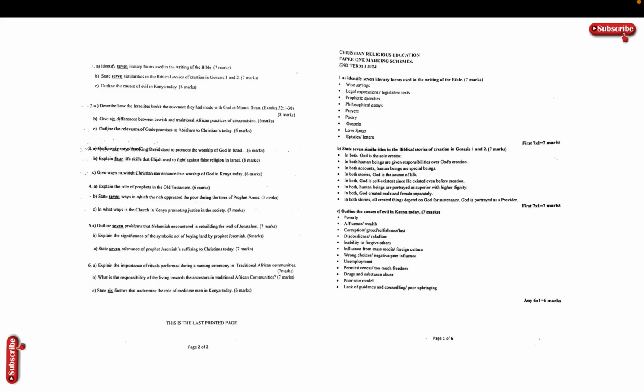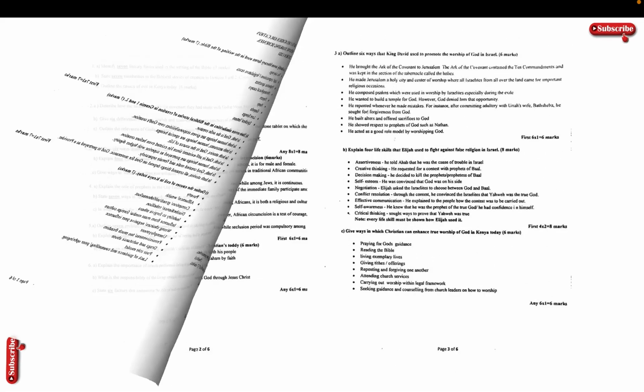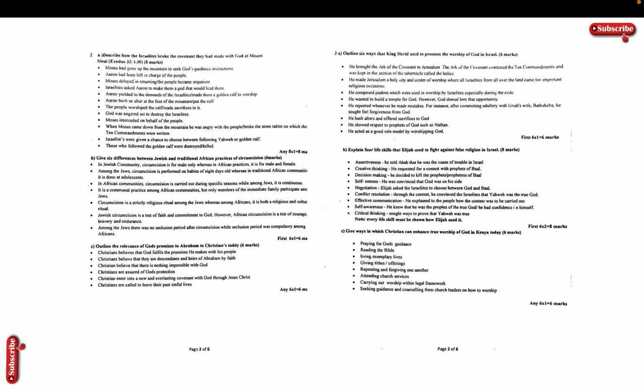Question 2b. Give 6 differences between Jewish and traditional African practices of circumcision. So you are supposed to say, this is what happens in the Jewish circumcision practice, whereas this is what happens in the African. You should show the difference.